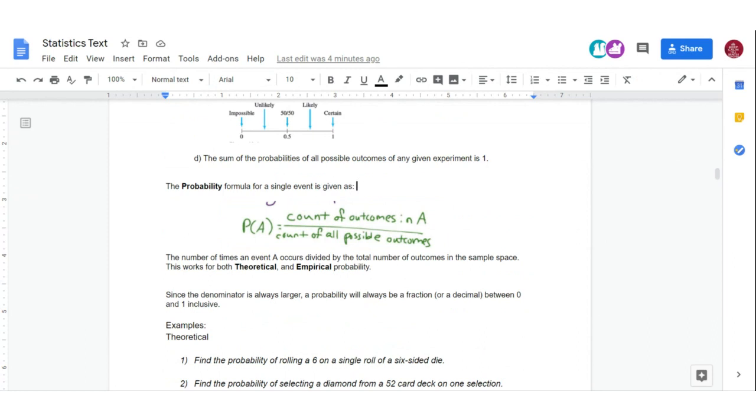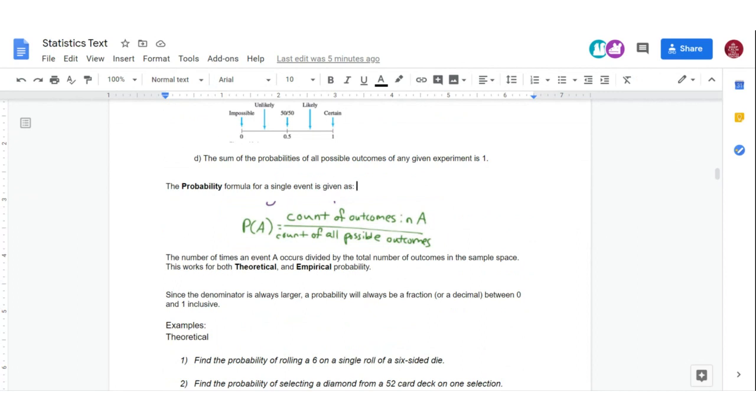And in the numerator is the count of outcomes in that event. Now, because of the way this works, you will always have a larger number in the denominator than you will in the numerator. Therefore, that's why it's always fractional. It can be 0 or it can be 1, but it forces this to always be between 0 and 1, or a fractional value. And this works for both theoretical and empirical.